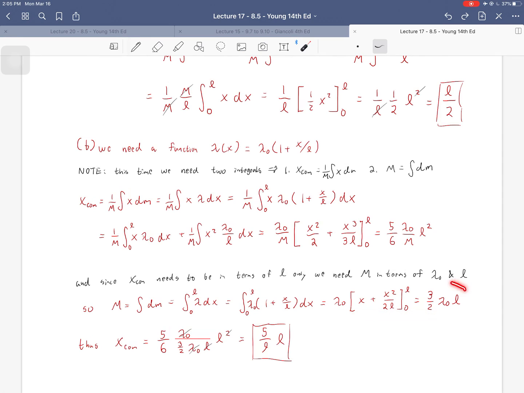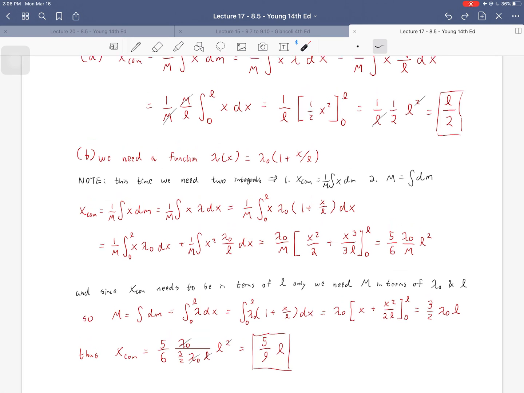And so then I get that my total mass is 3/2 lambda naught times L. So that's m. It's got units of kilograms, and it's the total mass in terms of lambda naught and L. Okay, so then I will take that expression for m and substitute it in here, so the 3/2 lambda naught L replaces the m. Then cancel out the lambda naughts, cancel out one of the L's, and we get our final answer, 5/9 L.